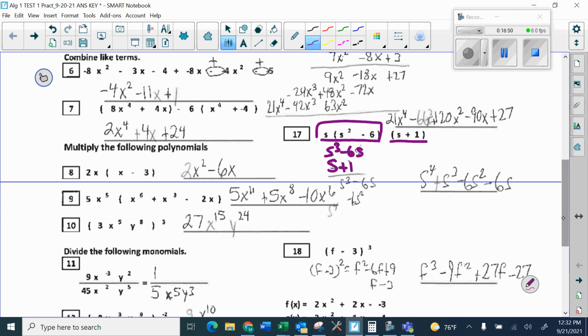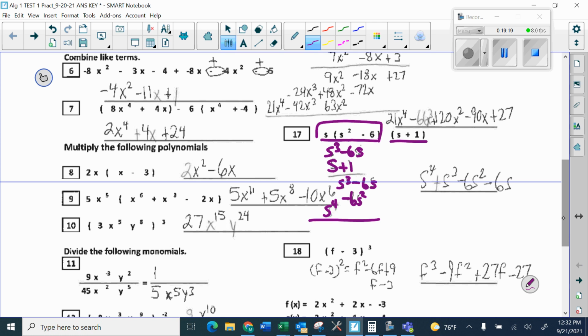Okay, so 1 times negative 6s, negative 6s. 1 times s cubed, s cubed. S times negative 6s is negative 6s squared. I squeeze that in between there because there's no other s squared there. And then s times s to the third is s to the fourth out front. Okay, so all these are individual terms. There's no like terms at all, so I just write them all out right there. Highest degree down, 4, 3, 2, 1.